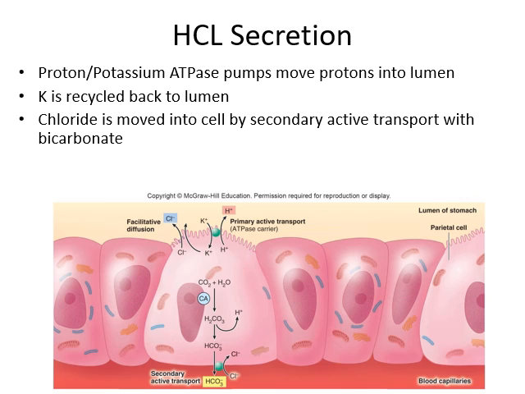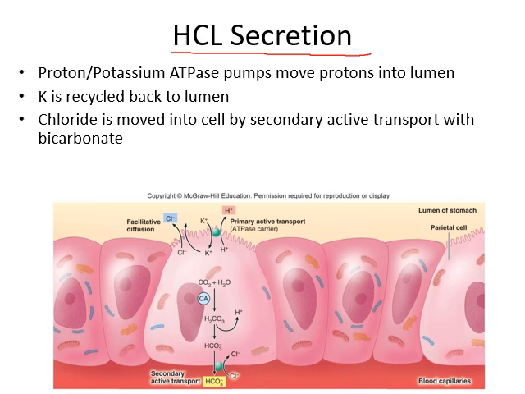So let's look at the production and secretion of this hydrochloric acid. We've got the cells here, the parietal cells. These are the ones that are going to make the hydrochloric acid.